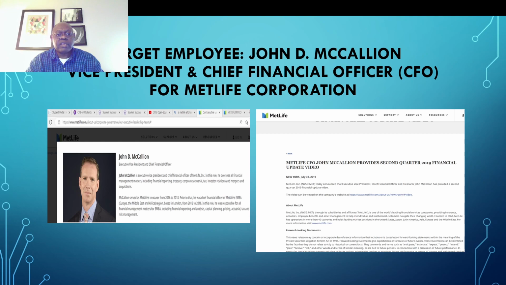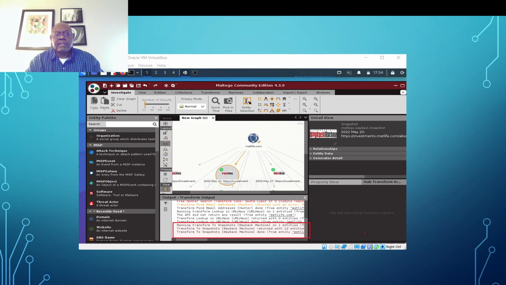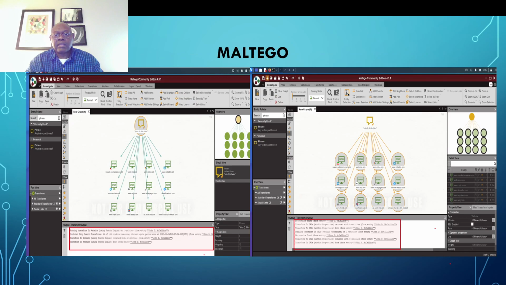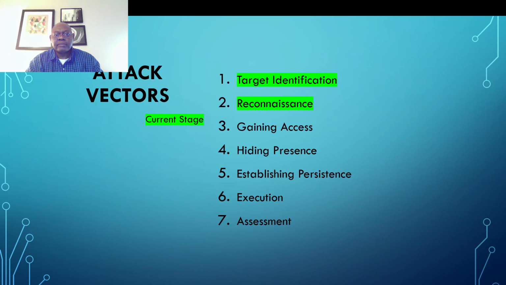Through the use of Maltego, I was able to identify Mr. McCallion's position. I was also able to obtain his email address that I would use later in the phishing email that I'm going to write. These are the Maltego screenshots that I used for my search.